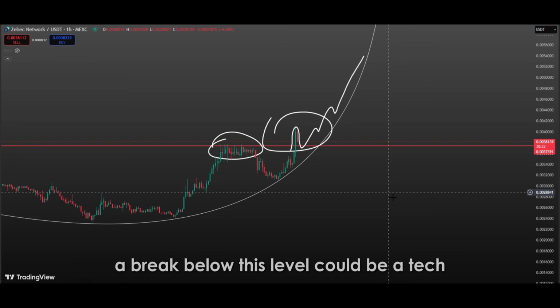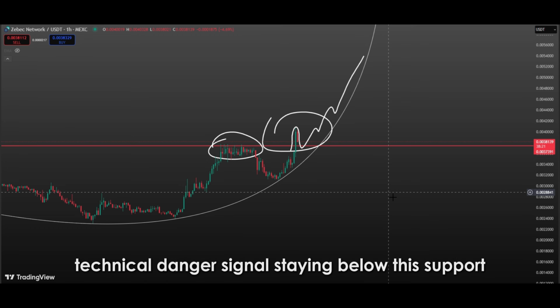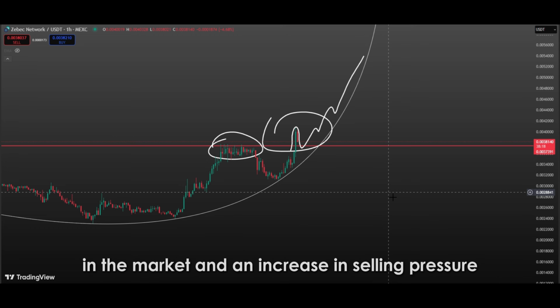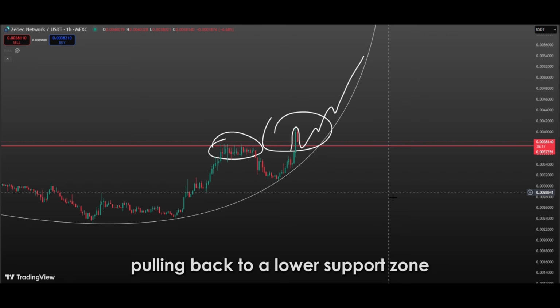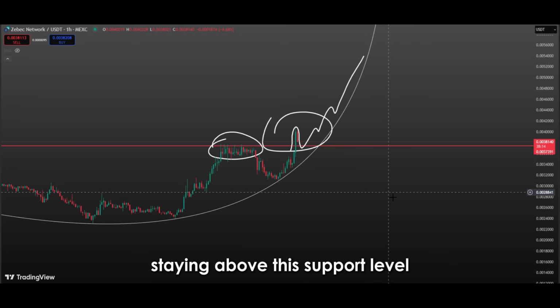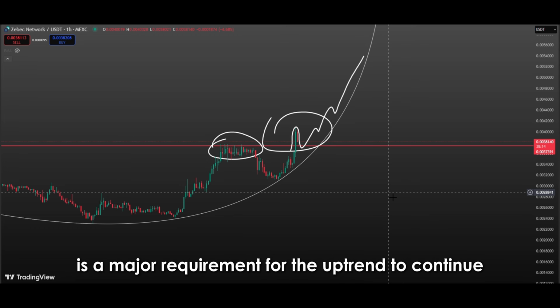On the other hand, a break below this level could be a technical danger signal. Staying below this support, especially on a closing basis, can be interpreted as a weakening of buyers in the market and an increase in selling pressure. This increases the risk of the price pulling back to a lower support zone. For now, however, the message from the technical structure is quite clear. Staying above this support level is a major requirement for the uptrend to continue.